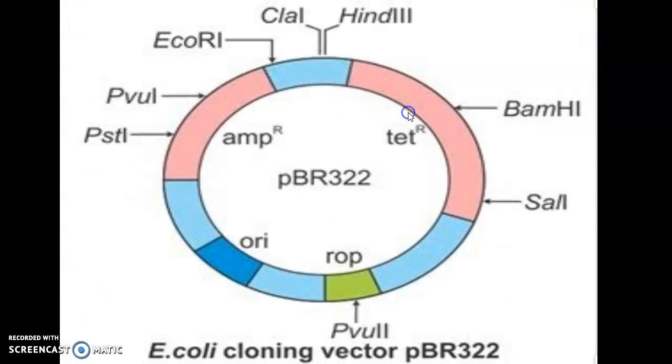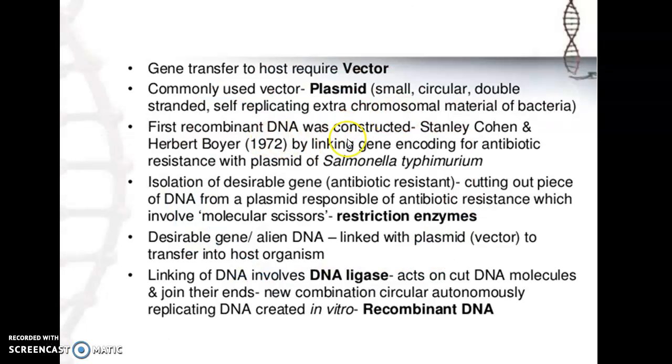By isolating the naturally occurring plasmid, introducing the antibiotic resistance gene in that plasmid and making the plasmid recombinant, the first recombinant DNA was constructed by Stanley Cohen and Herbert Boyer, and they established the technology of recombinant DNA. These two pieces, the plasmid DNA and the antibiotic resistance DNA, were tied together by DNA ligase, designing the recombinant DNA by Stanley Cohen and Herbert Boyer.